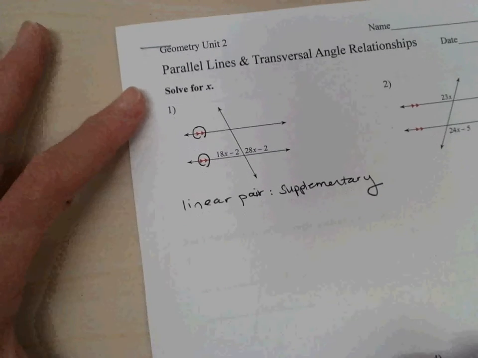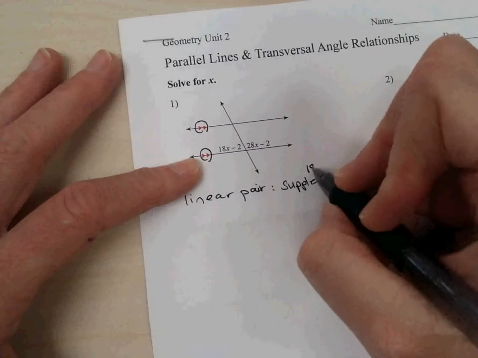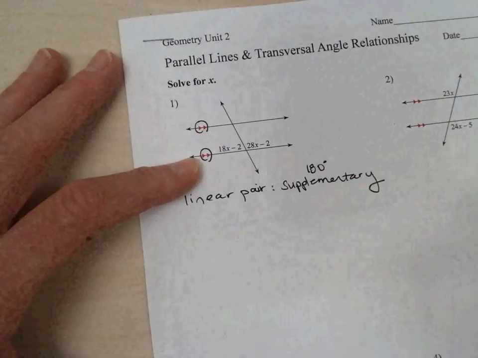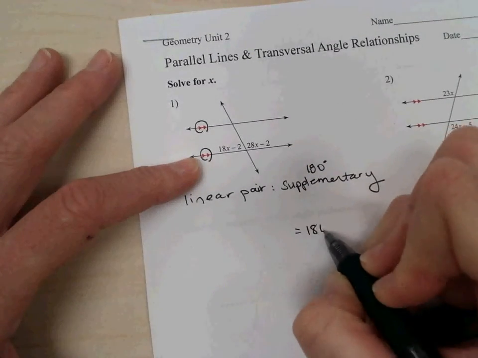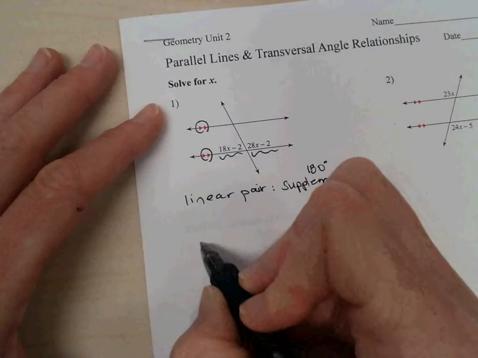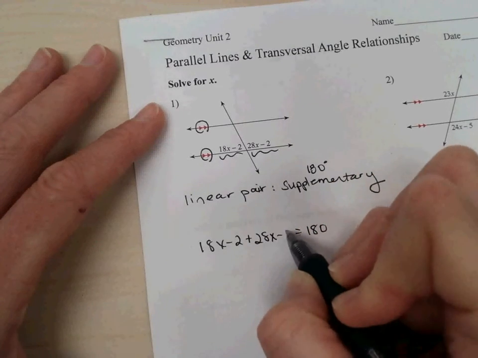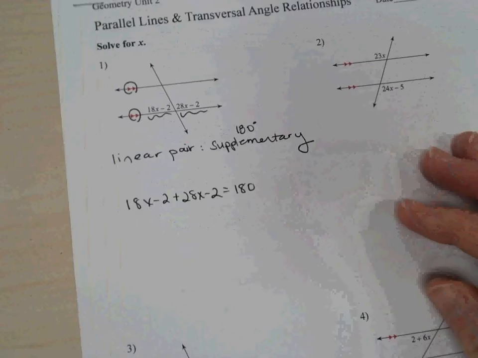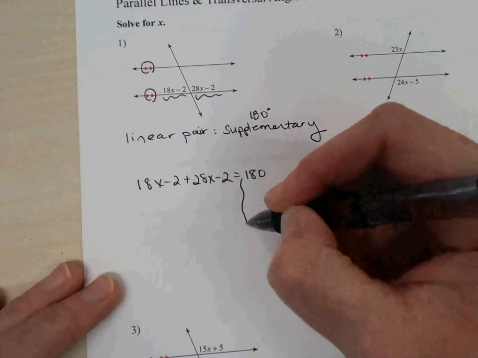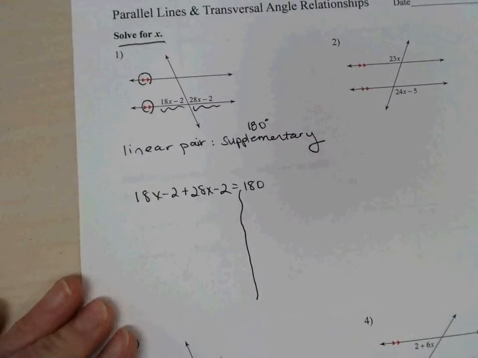Does anybody know what equation goes along with supplementary in this case? So it's going to be, it equals 180. Nice job. So that just means we're going to add these two together. So 18x minus 2 plus 28x minus 2 equals 180. And from here, I'm set up to solve. Notice the instructions here just say solve for x.